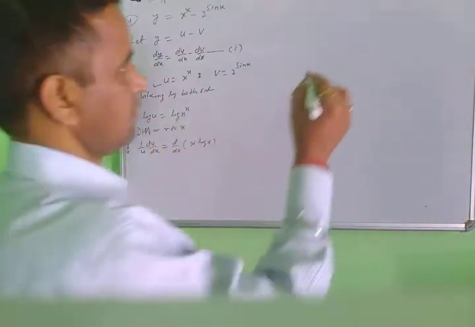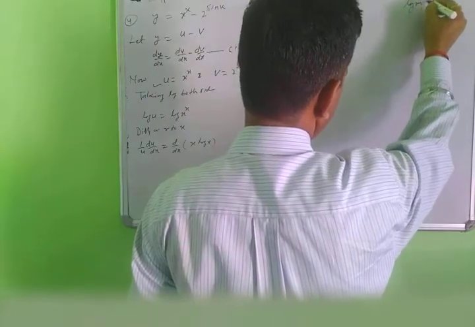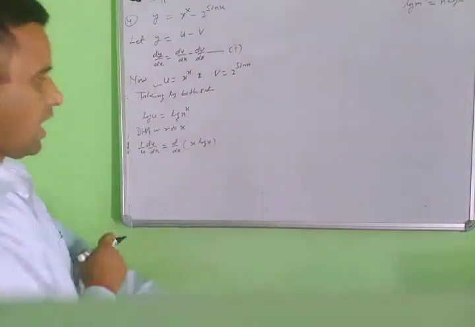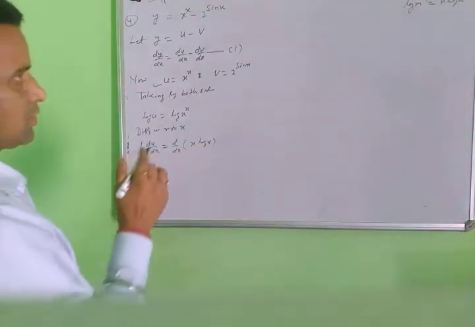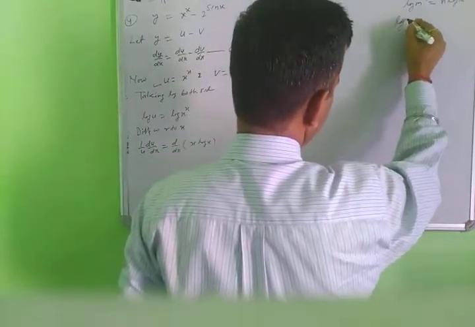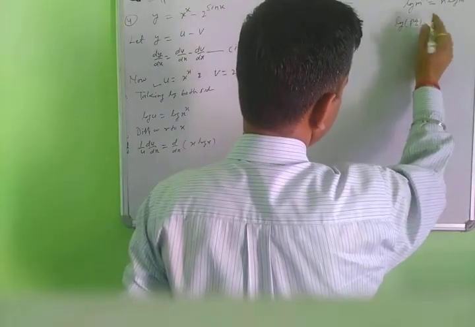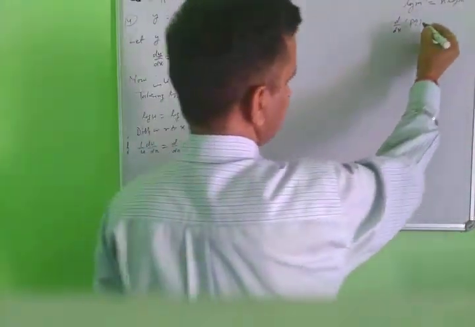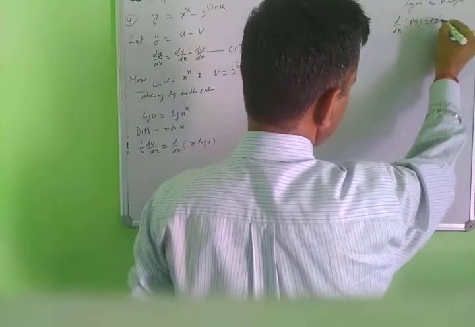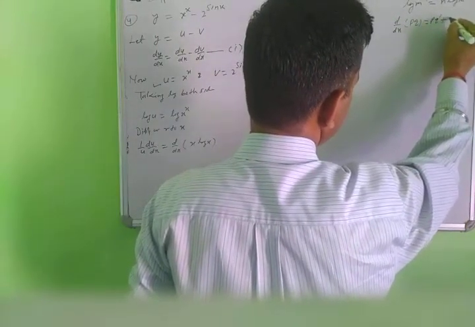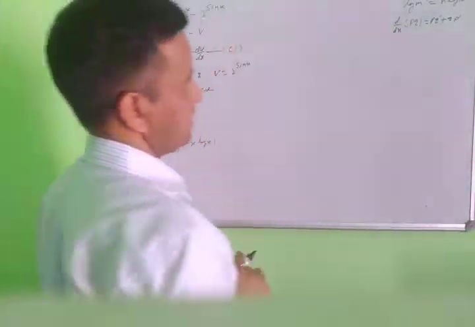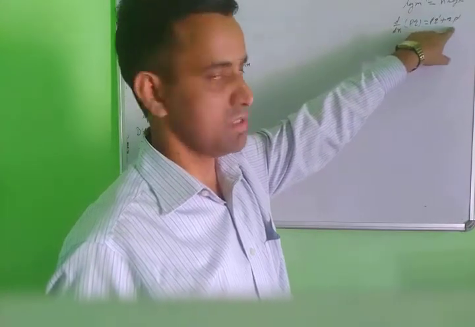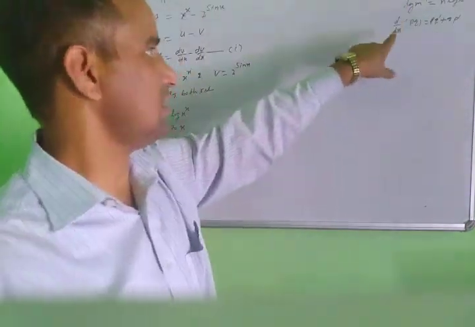First using the identity log m^n equals n log m. After that using the product rule. What is the product rule here? Suppose the product is PQ. The differentiation of PQ is the first function times the differentiation of the second function plus the second function times the differentiation of the first function. This is the product identity.